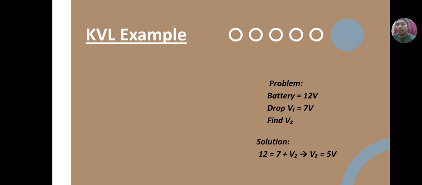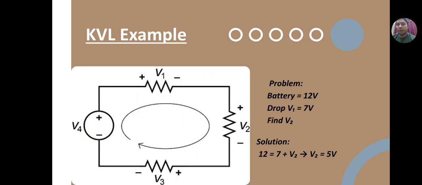Now let us understand it with the help of an example. In this loop, the battery provides 12 volts. We can see through the figure that there are unknown variables given, and in the problem we assume that in this loop the battery provides 12 volts, one resistor drops 7 volts, so the remaining voltage drop must be 5 volts. This satisfies Kirchhoff's voltage law.